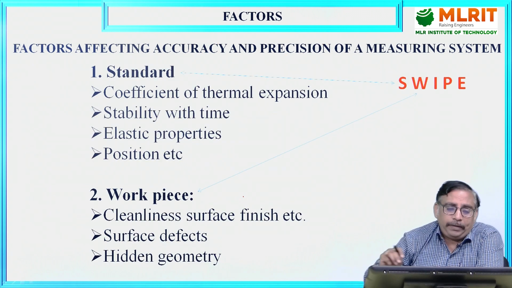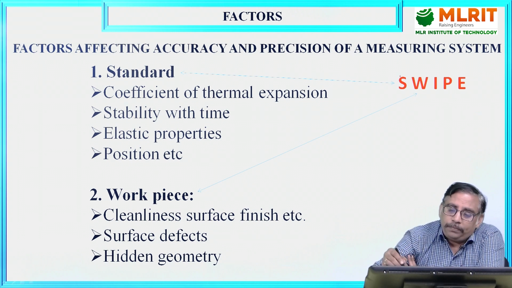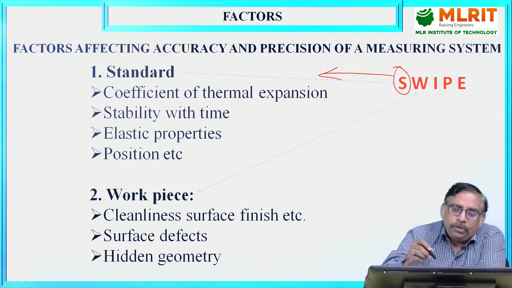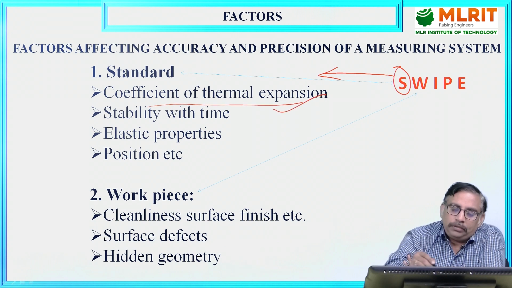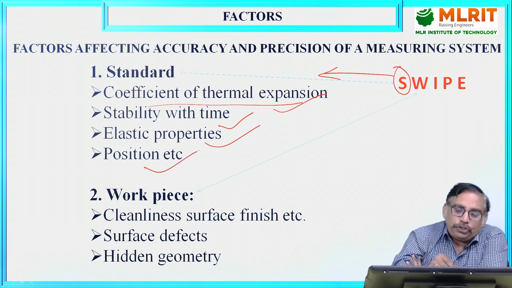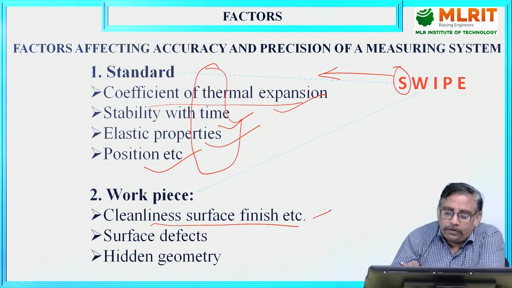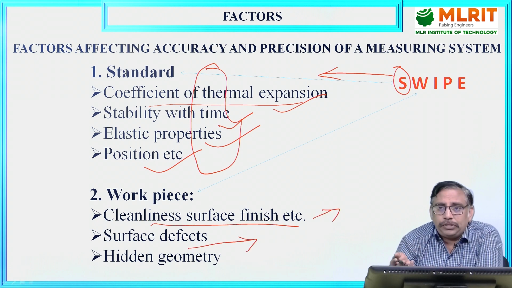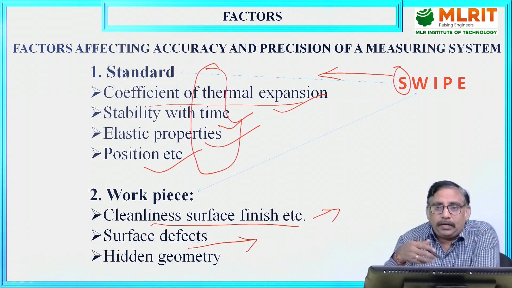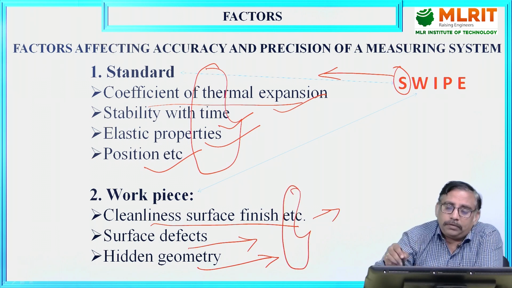Coming to each separately, what is standard and how will that standard be affecting? In this slide we will be discussing S, that is standard. It will be the coefficient of thermal expansion, the stability with time, the elastic properties of the equipment which we are using, and its positioning. These 4 factors of standards will be affecting our measuring system. Coming to workpiece: the cleanliness of the surface finish on top of the workpiece, the surface defects which already exist or may arise while transporting it, and the hidden geometry of the workpiece. These all 3 also will be affecting our measuring system.